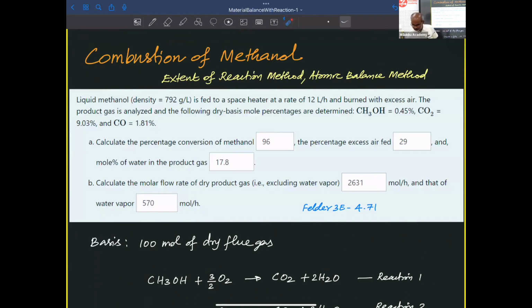So how much time left? Yeah, another about 10-15 minutes, we can see another simple problem.